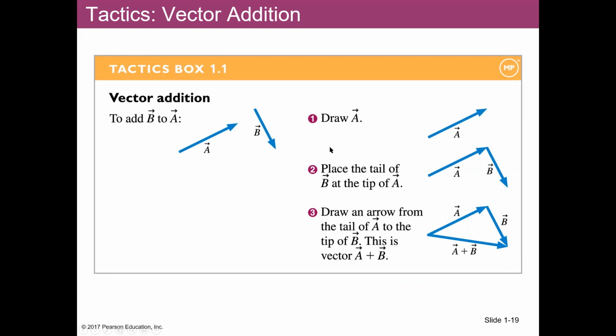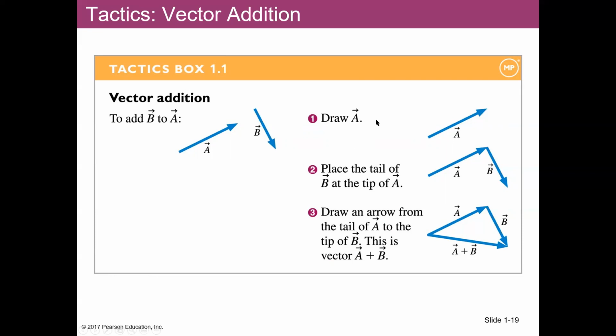So look here, seeing here we've got vectors A and B. Vector A points up and to the right. Vector B points down and to the right, and is relatively smaller. So this is the classic tip-to-tail method of adding vectors.